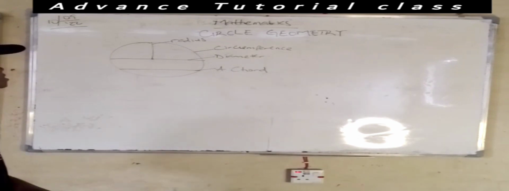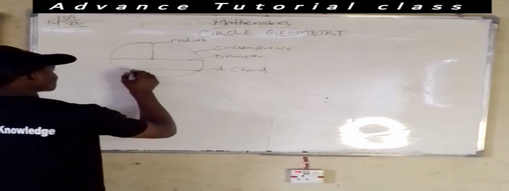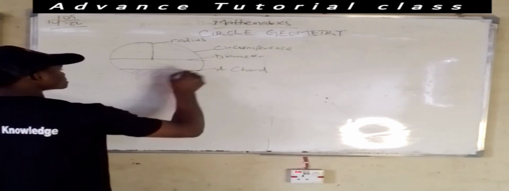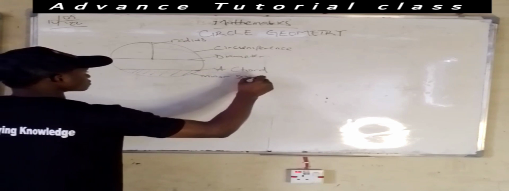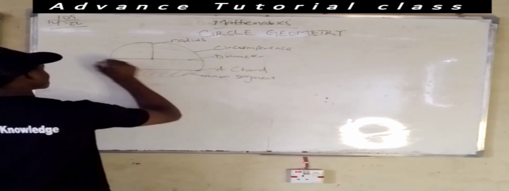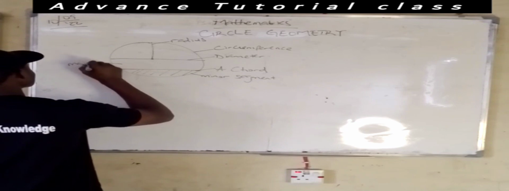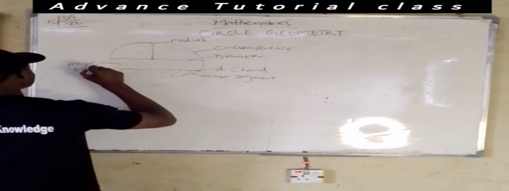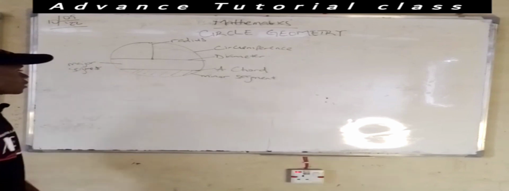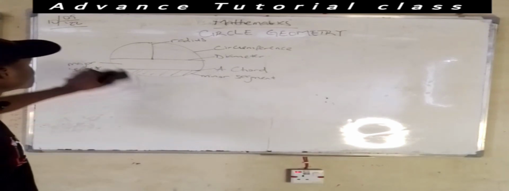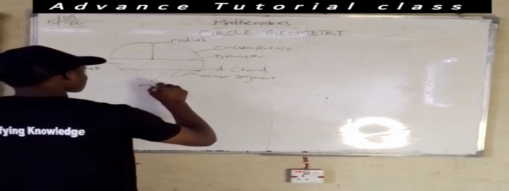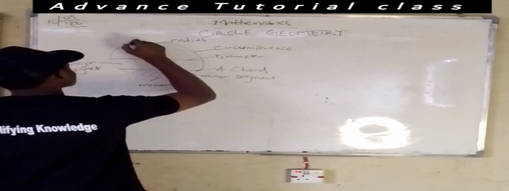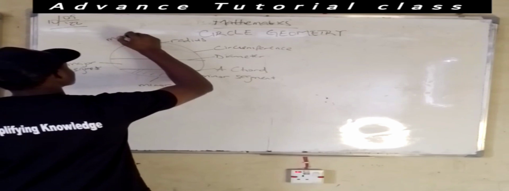Now, a chord divides the circle into what we know as segments. We have the minor segment, that's the smaller part, and then the larger part, which is known as the major segment. The chord also divides the circle into arcs. We have the minor arc and the major arc.